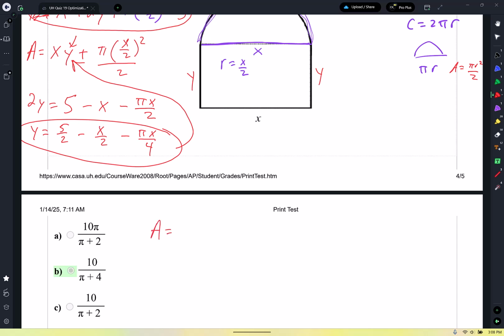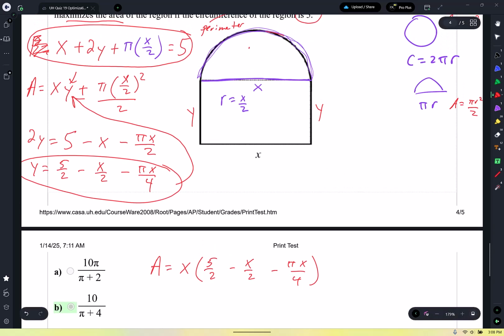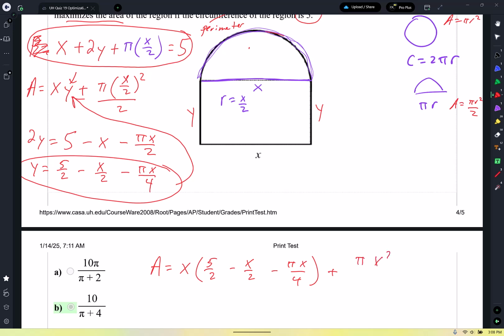Area equals x times y, which is this expression, 5 halves minus x over 2 minus pi x over 4. Make sure there's no errors. Let's see, minus, divide by 2. Yeah, we're good. And then plus, when I square this, x times x is x squared, and 2 times 2 is 4, and 4 times 2 is 8. So plus pi x squared over 8. Is everyone okay with the pi x squared over 8?